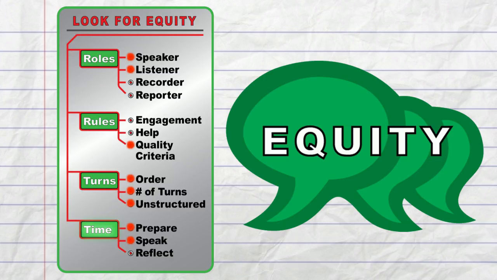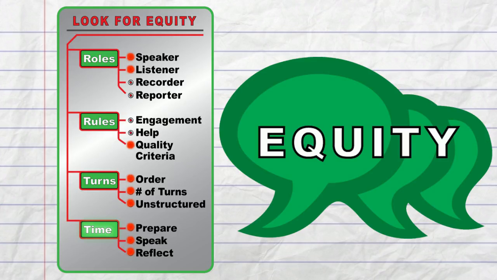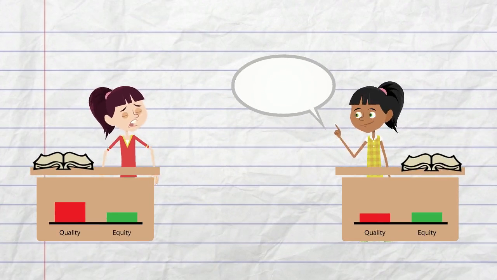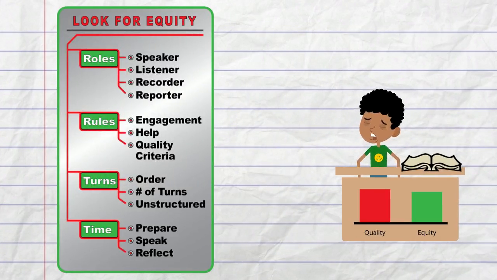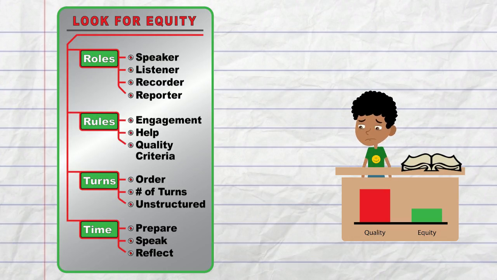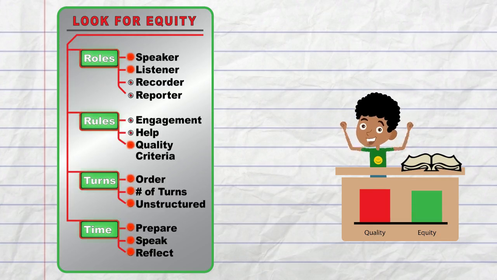Finally, when teachers ensure that students are prepared prior to starting the peer discussion and take time to reflect on their learning from the discussion, then engagement from all students increases. If teachers observe that some students are not contributing to or taking away ideas from the peer discussion, then teachers stop the discussion and adjust the requirements of roles, rules, turns, and time to increase equitable opportunities for all students.